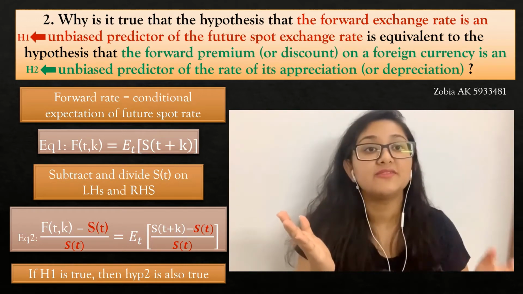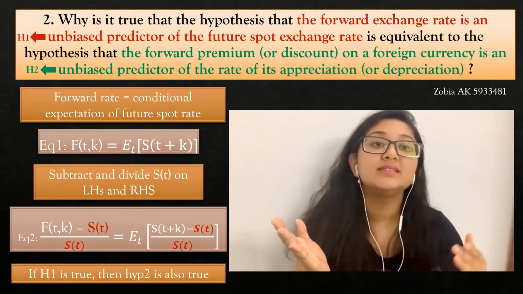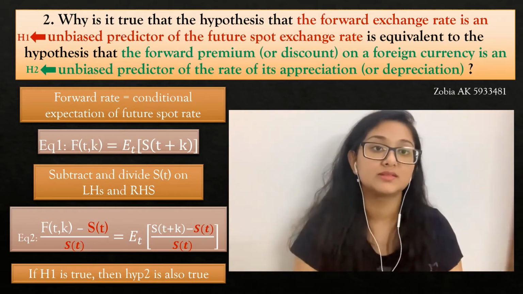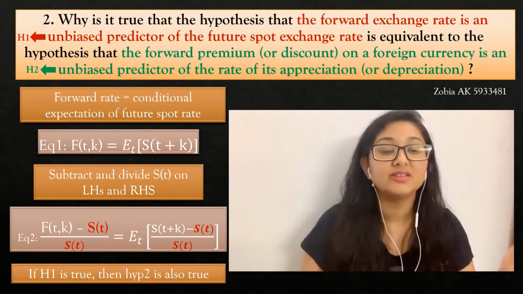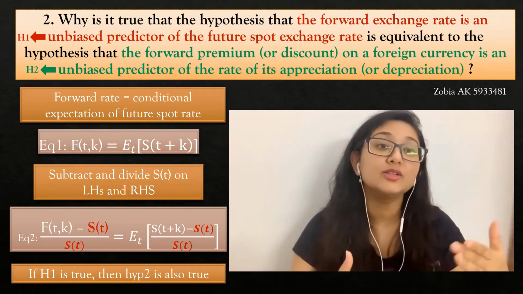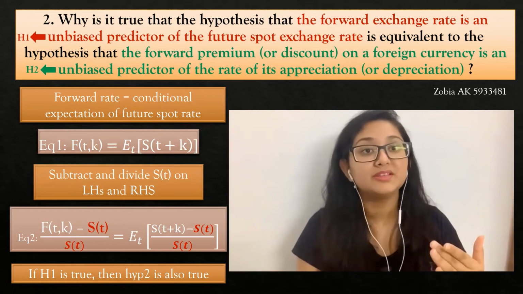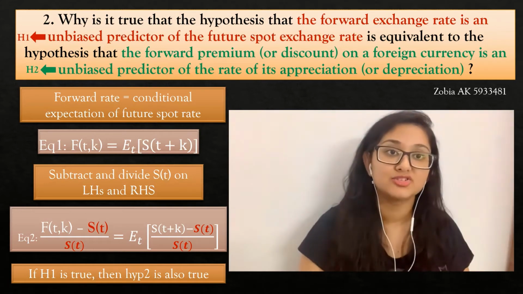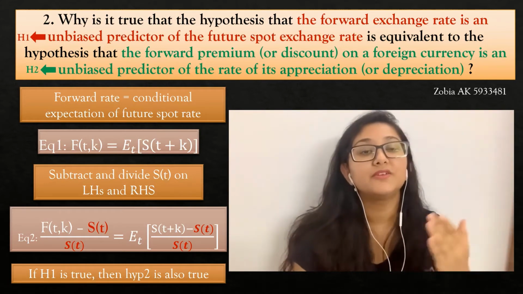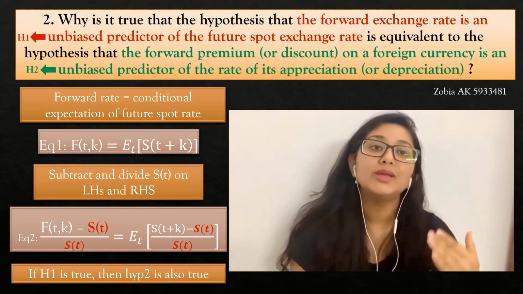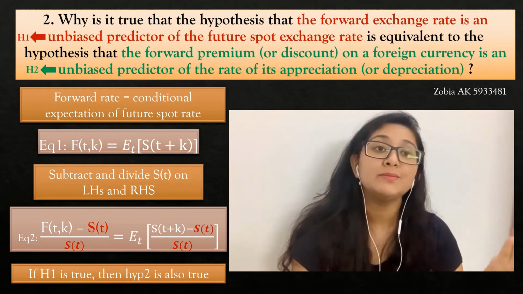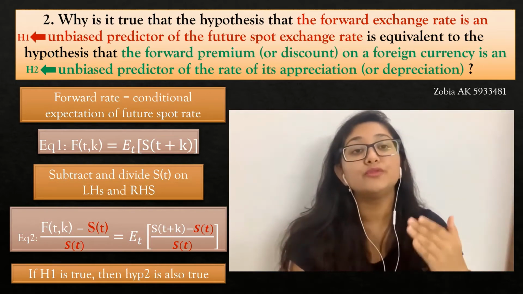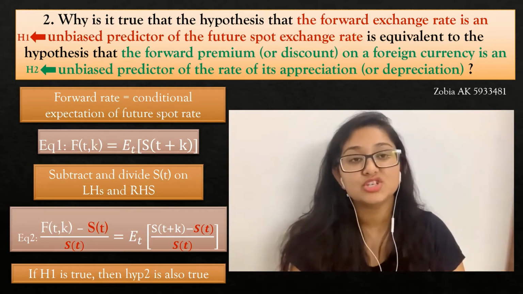On the LHS, if we subtract and divide by the spot rate, this gives us the formula of change, which in this case is the forward premium or the discount. When we do the same thing on the RHS, we can see that it gives us the expected or predicted rate of appreciation or depreciation. So this means LHS is equal to RHS. Based on the premise that the first equation or hypothesis is true, we can conclude that the forward premium or discount on foreign currency is an unbiased prediction of the future rate of appreciation or depreciation.